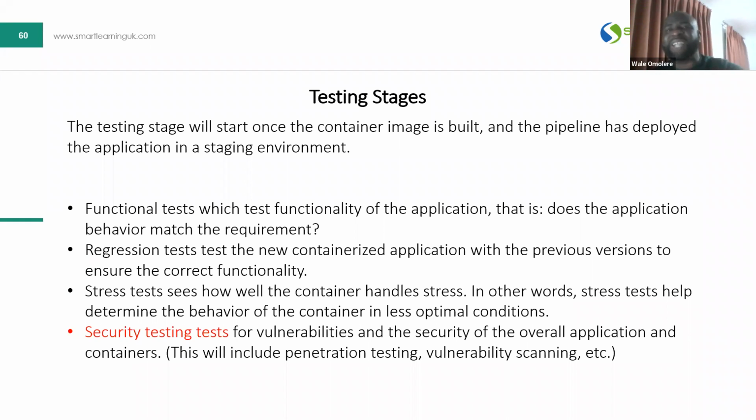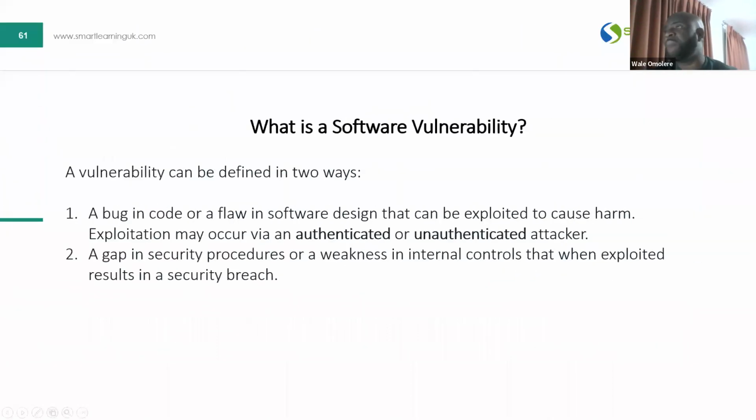So the testing stage will start once the container image is built and the pipeline has deployed the application in the staging area. I have another training that we call application security, where we talk about different staging areas. You can learn a lot from that as well, for some of you that will sign up for the course.